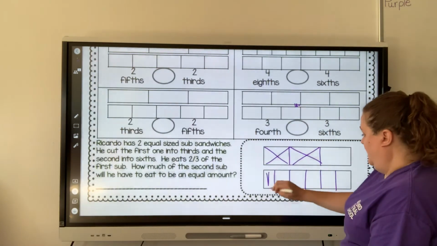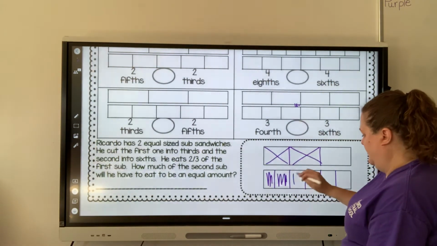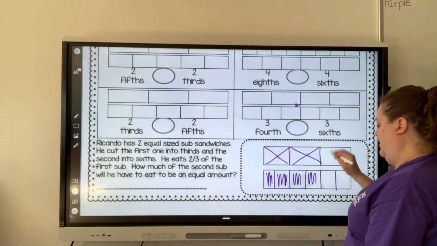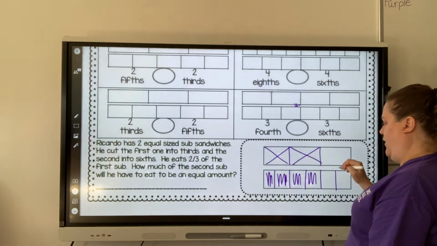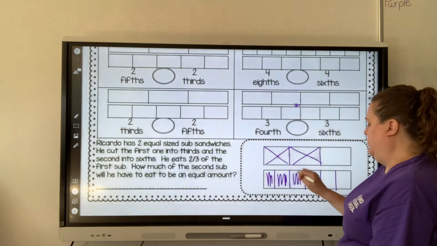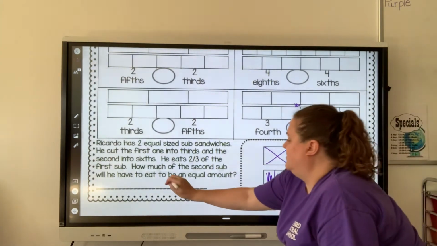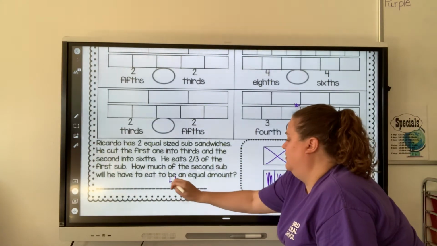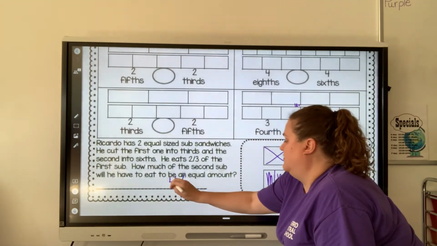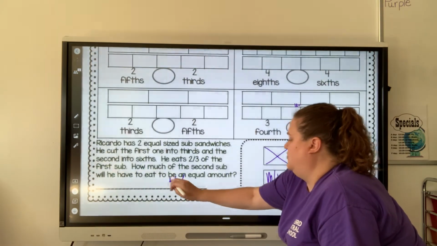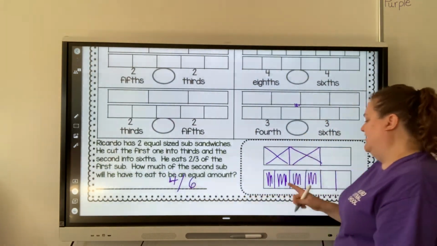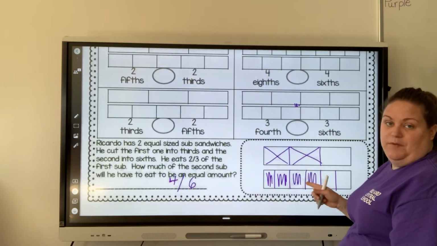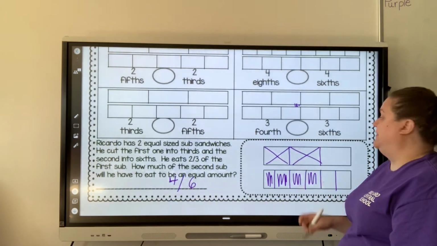How much of the second sub will he have to eat to equal the same amount? He's going to have to eat this piece, plus this piece, plus this piece, plus this piece. These two make up that one. So 1, 2, 3, 4. He's going to have to eat 4. And then my denominator for this one is going to be 6. He has to eat 4/6 of the second sub to have the same amount.